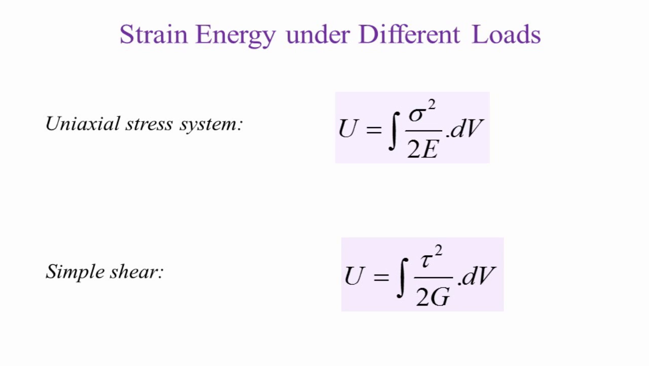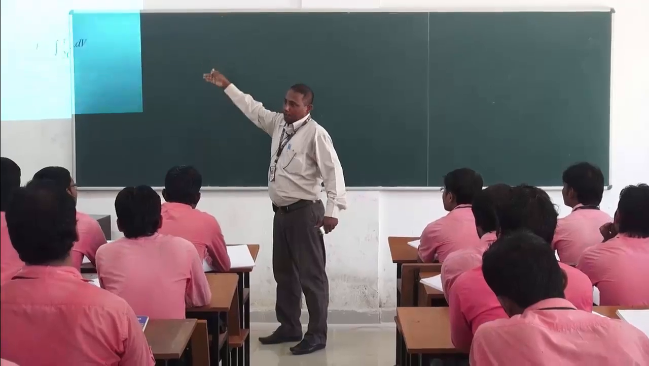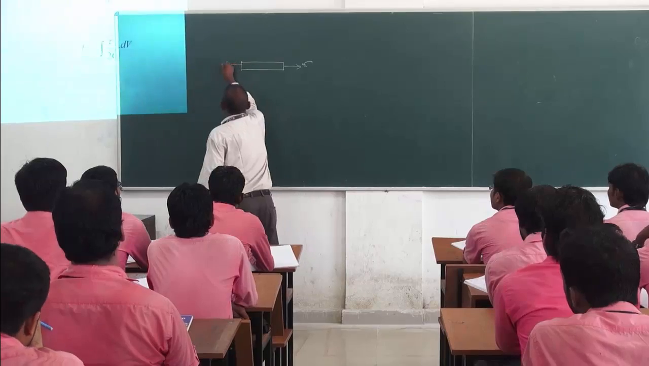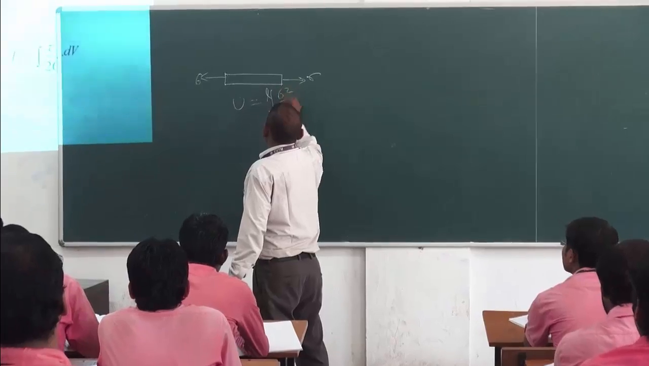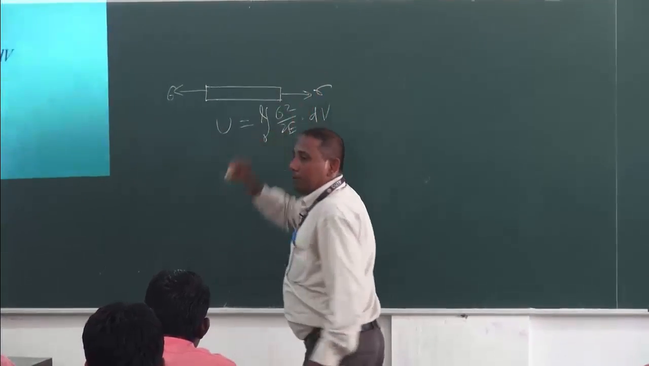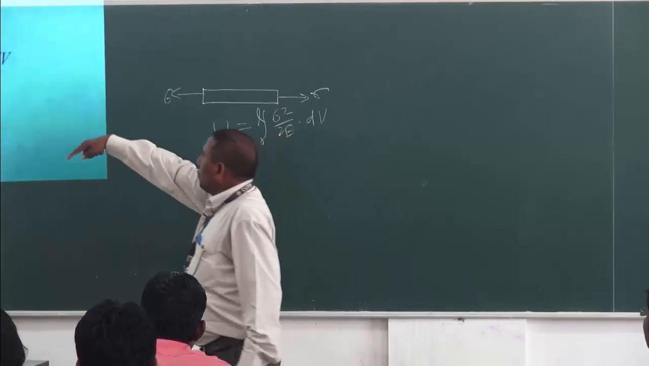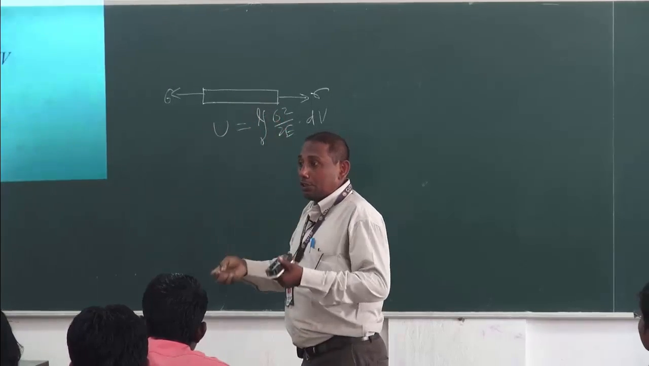Then strain energy under different loads. There are so many types of loads acting on a bar or a beam. So let us discuss briefly the expressions for strain energy, which you already studied in your previous semester, MOS 1. If it is the axial load, this is sigma and sigma, then the strain energy is equal to integration of 0 to L, sigma square by 2E into dV, due to axial stress. And then similarly, due to simple shear, instead of normal stress, it is a shear stress.